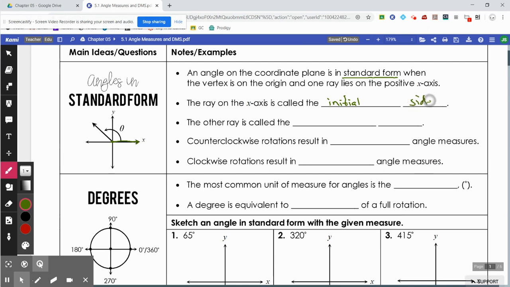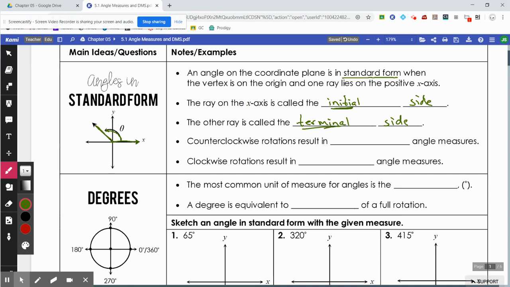Initial side. The other ray, and because we're going to rotate from there, the other ray, which is right here, is called the terminal side. That's where it starts, or where it stops. It starts here and it stops here. Initial is your starting point. Terminal, root word terminate, or termin, is the root.